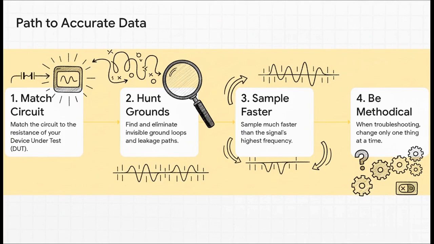So let's just boil this all down. Getting clean, reliable, accurate data really comes down to these 4 things. 1, always match your measurement circuit to the resistance of your device. 2, put on your detective hat and hunt for those invisible ground loops and leakage paths. 3, when you go digital, sample way faster than you think you need to, at least twice the highest frequency. And finally, number 4, be methodical. If you have a problem, just change one thing at a time. That's the only way you'll know it fixed it.